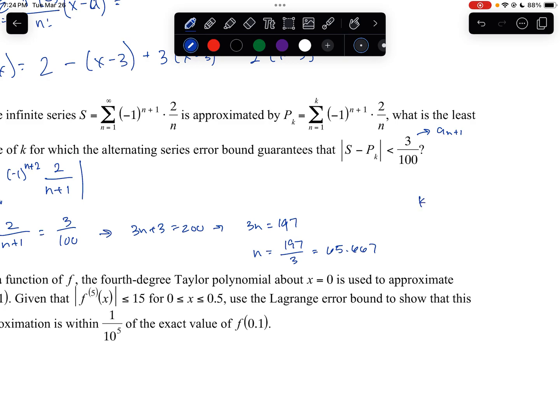So when k is equal to 66, we're basically saying that this series needs 66 terms in order for my error to be less than 3 100ths. So there you go.